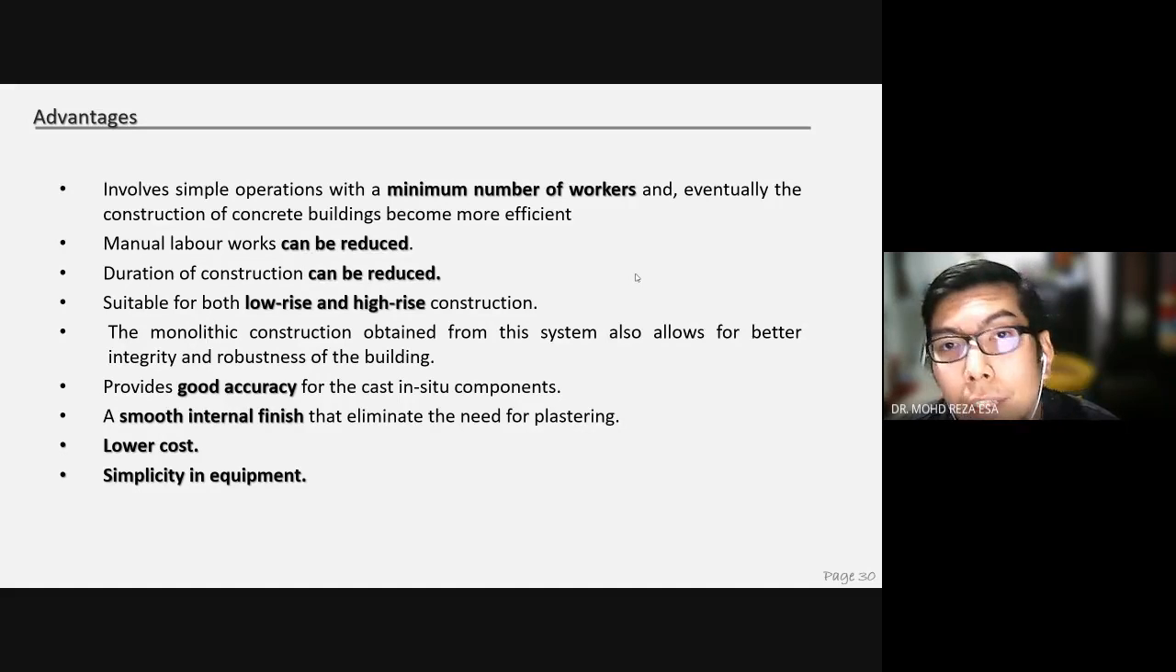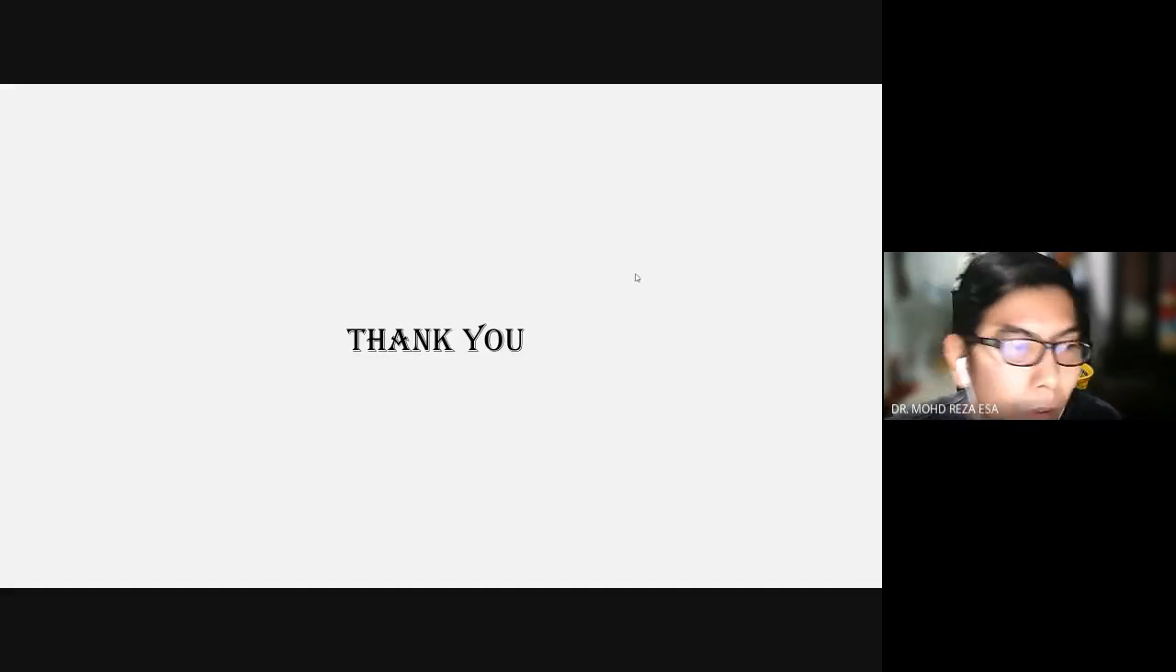Simplicity in equipment. So senang, very simple. Tak susah mana pun kalau you pakai reusable formwork system ni. It's not as complicated as other conventional methods of formwork system. So that's among the advantages of reusable formwork system. That's all for this topic.